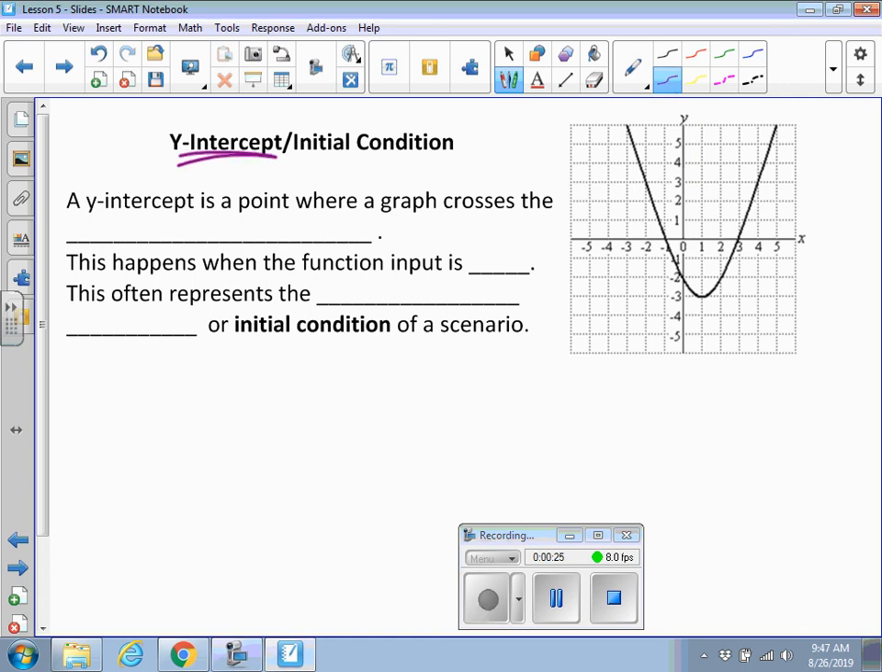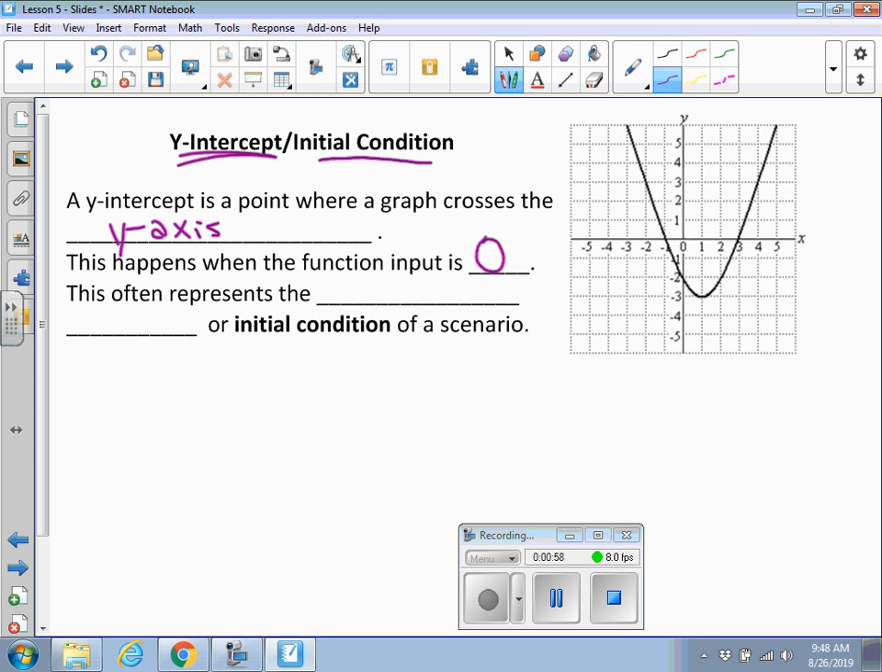So y-intercept, sometimes known as our initial condition. A y-intercept is a point where a graph crosses the y-axis. So when you cross the y-axis of a graph, what's my x-value? Anywhere I cross the y-axis, x is 0. So when x equals 0, we're going to cross our y-axis and create a y-intercept.